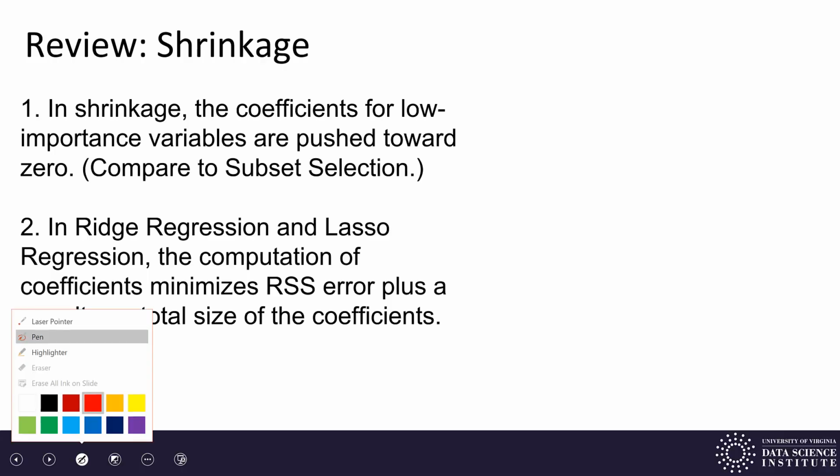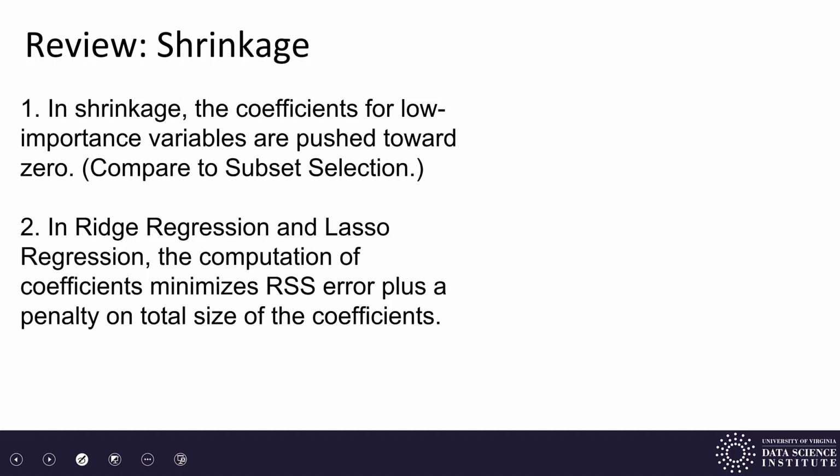And when you think about shrinkage, this is what's driving things. You have an error and then plus this penalty on the total size of the coefficients. And so that tries to minimize the error and also minimize the total size of the coefficients, and it's competing those against each other.